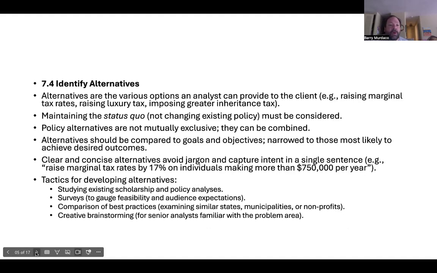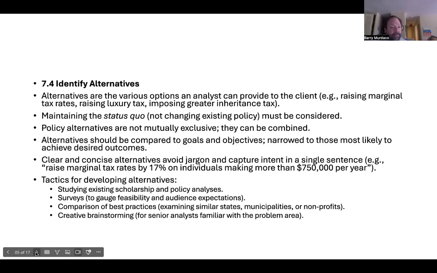Identify alternatives. Alternatives are the various options an analyst can provide to the client: raising marginal tax rates, raising luxury tax, imposing greater inheritance tax. Maintaining the status quo, not changing existing policy, must be considered as well. Policy alternatives are not mutually exclusive. They can be combined. Alternatives should be compared to goals and objectives, narrowed to those most likely to achieve desired outcomes. Clear and concise, alternatives avoid jargon and capture intent in a single sentence. Again, for example, raise marginal tax rates by 17% on individuals making more than 750,000 per year.